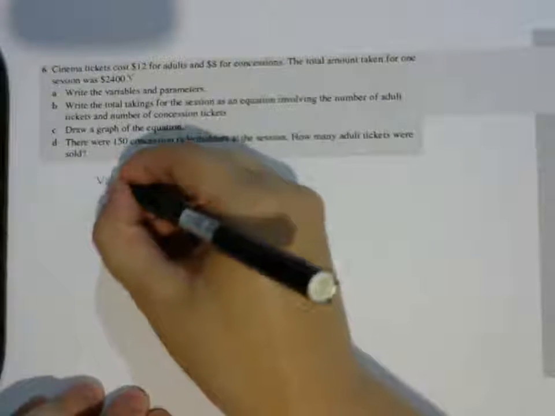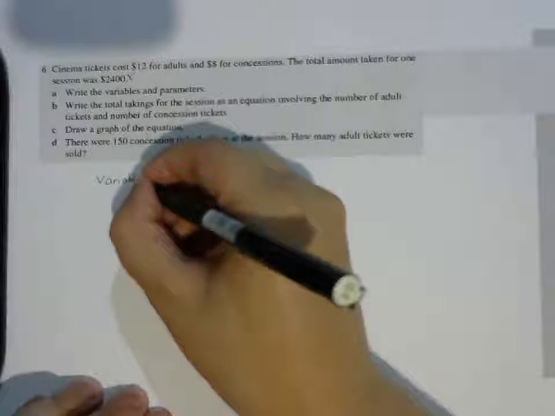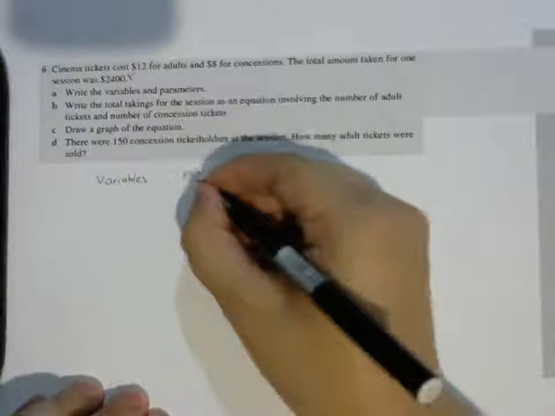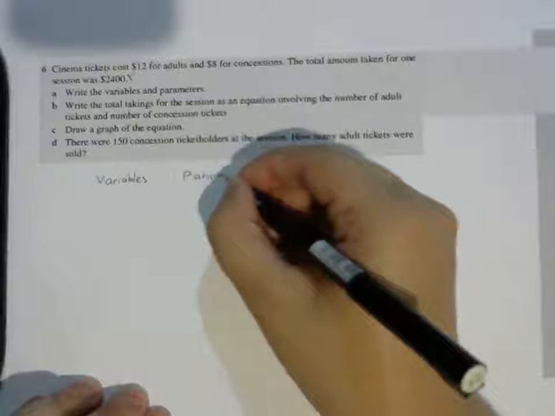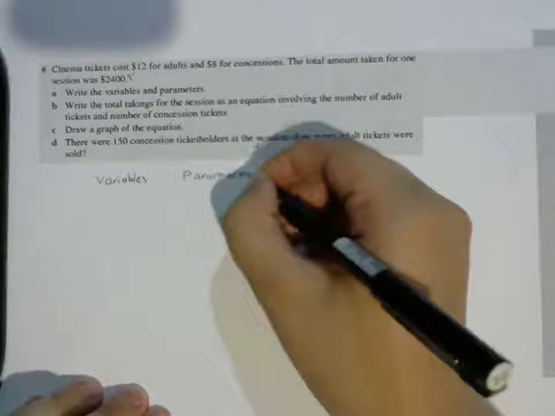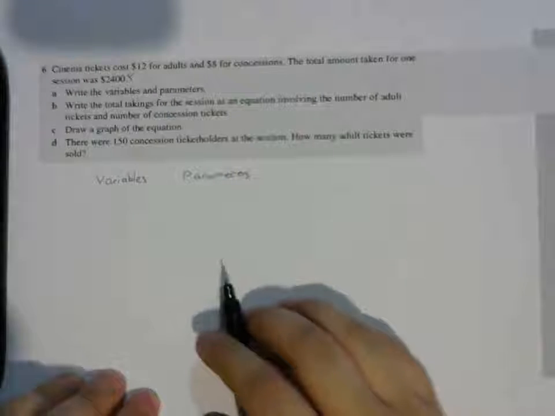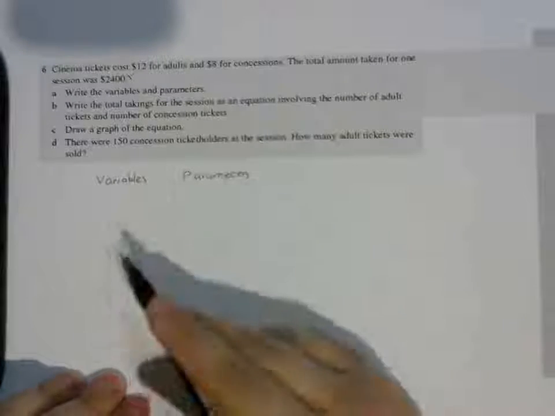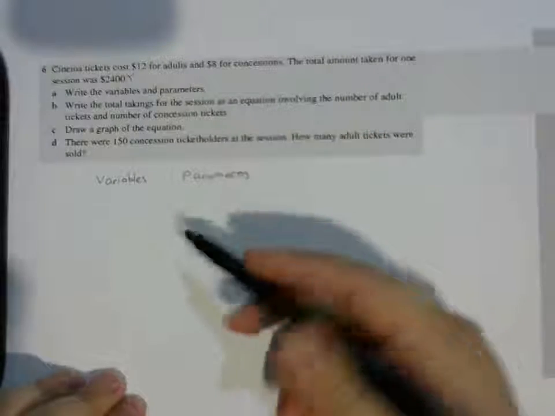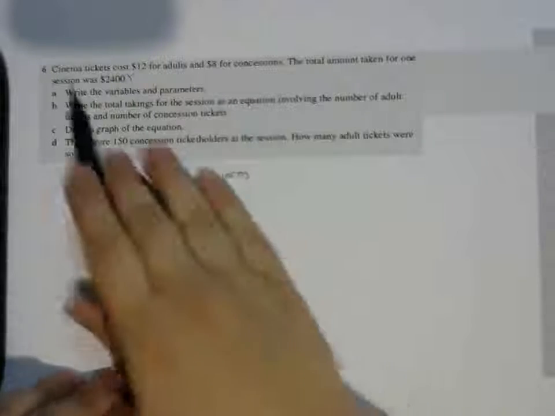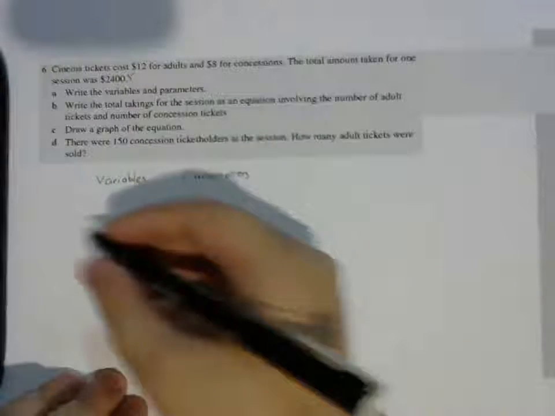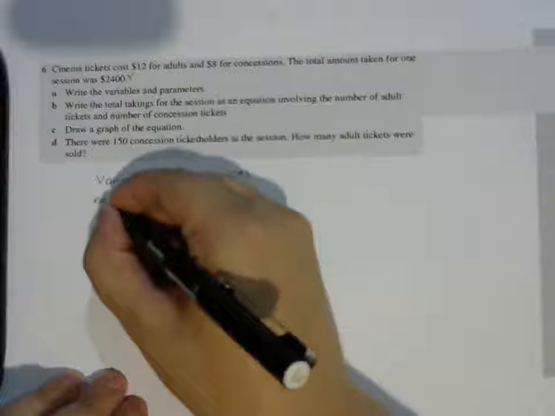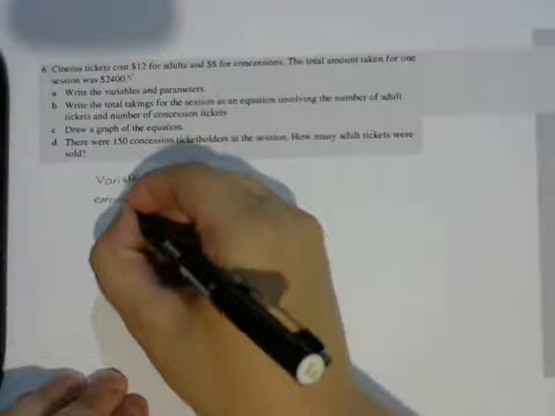I'm going to list my variables, and I'm going to list my parameters. I'll start with my variables. Looking at this question, we've got money, money, money. They're all some sort of money value. So one of my variables is going to be a money, and we're talking about the cinema earning money. So this will be the earnings of the cinema, which should be one of our variables.